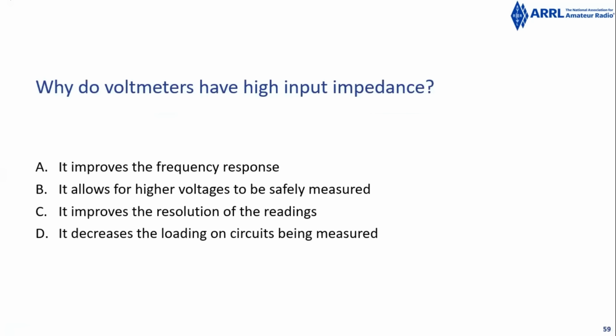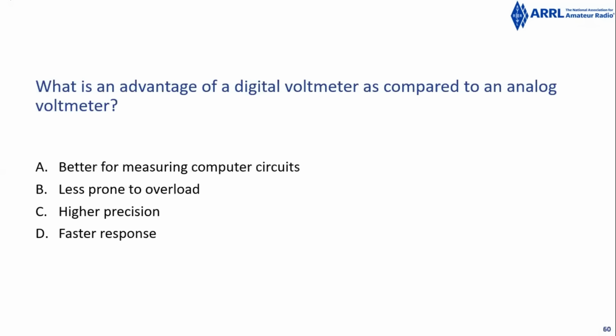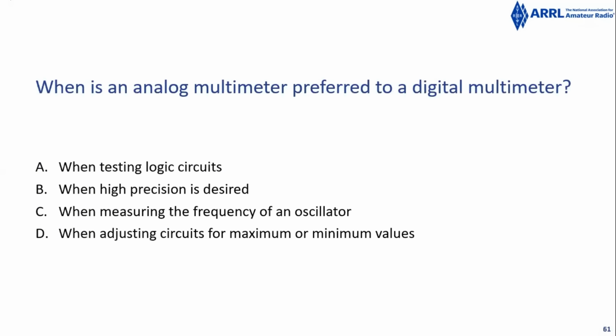Why do voltmeters have high input impedance? You don't want to load the circuits being measured, so it would be D. Decreases the loading on circuits being measured. What is an advantage of a digital voltmeter as compared to an analog meter? I think it has higher precision. Yep, that's C.